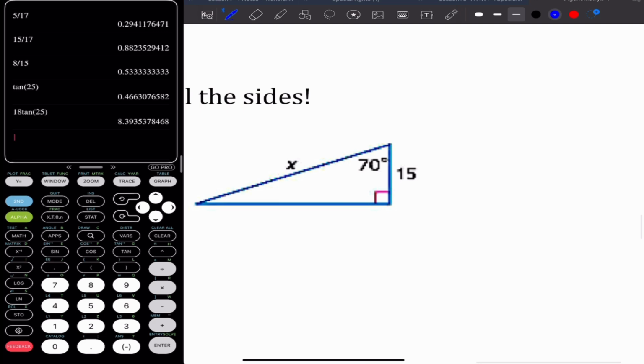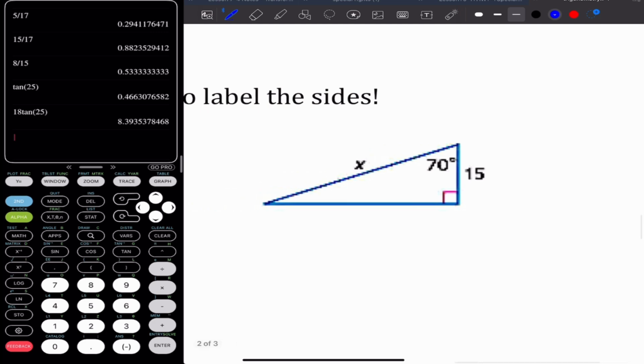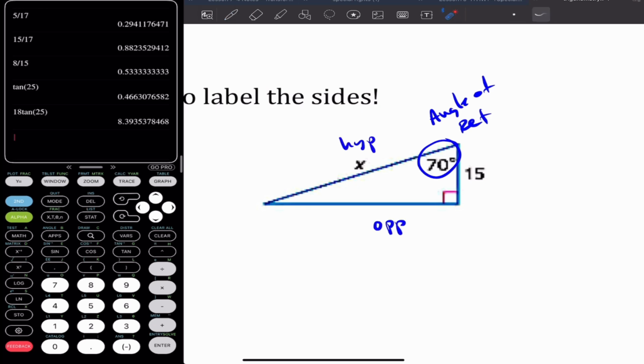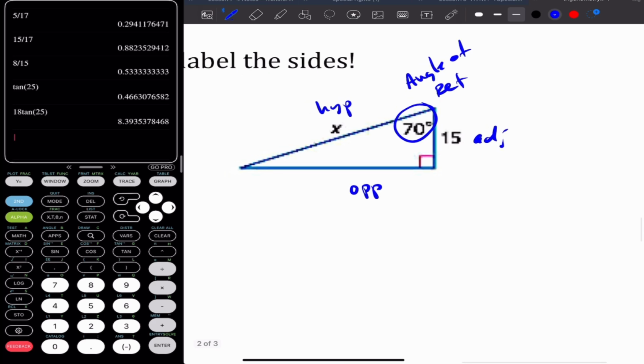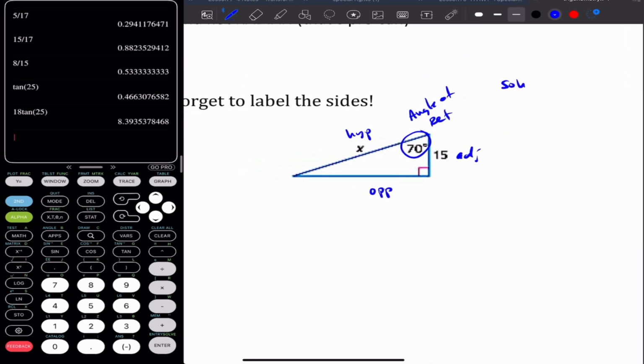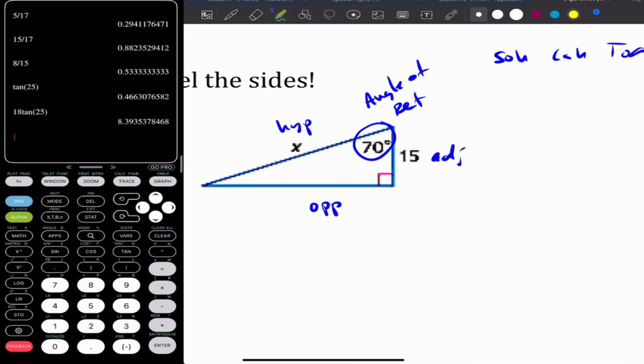Let's look at this particular triangle. So 70 is my angle of reference, and then I'm going to start labeling. This is my opposite side. This is my hypotenuse. Why is it the hypotenuse? Because it's across from the 90-degree angle, and this is my adjacent side. So let's write SOH CAH TOA, and then highlight the given information. We have 15, that's adjacent, and then we have x, that's hypotenuse.